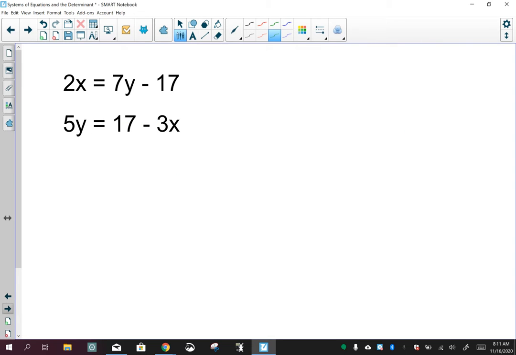Now, notice this one is not in that format. So the first thing we need to do is go ahead and get this into that format. So we've got 2x minus 7y is equal to negative 17. And then 3x plus 5y is equal to 17. All right. So now when I'm looking at this one, there's not a real easy way. But again, notice I have a plus and a minus here.